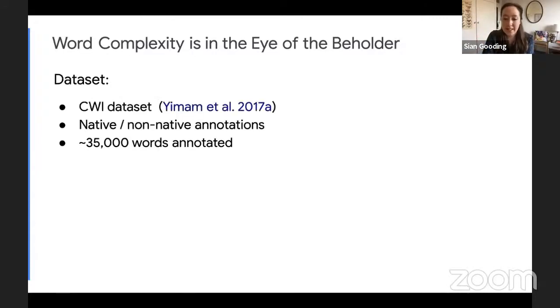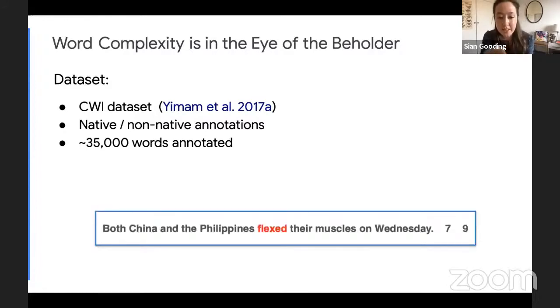In order to investigate this, we used the complex word data set, which was collected by one of my co-authors, Syed, and was used in the 2018 Complex Word Identification Shared Task. This dataset has annotations for word complexity from native and non-native speakers of English, and around 35,000 words were annotated in total. In an example here, you can see the word flexed. Every sentence was annotated by 10 native and 10 non-native speakers of English. For this word, 7 out of 10 native speakers found it complex, and 9 out of 10 non-native speakers, so this is considered quite a complicated word in context.